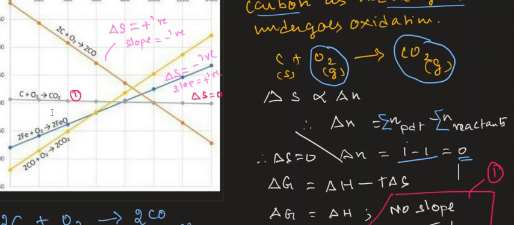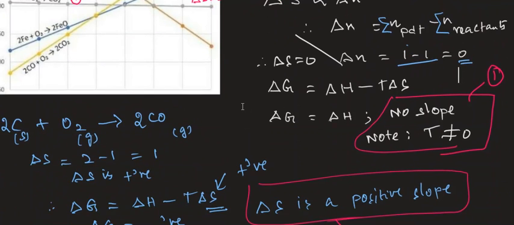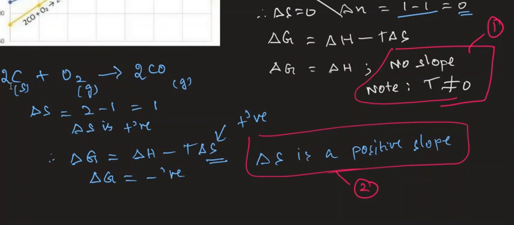And then let us explain the second case. Here, let us consider this one: 2C plus O2 gives 2CO.